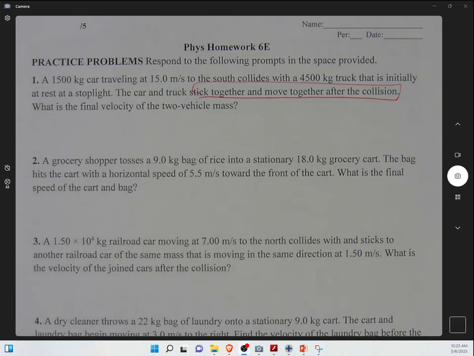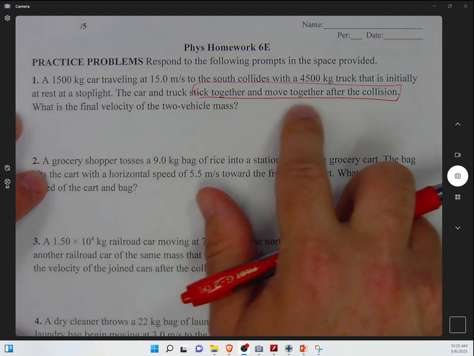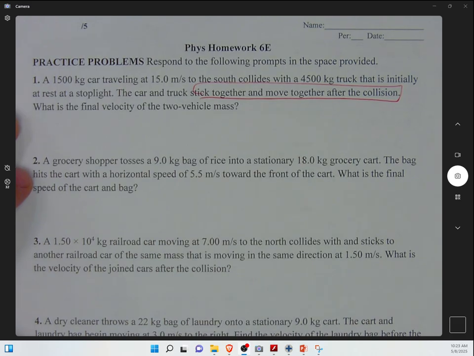If the two objects stick together and then they move together, that means that they're operating as one object, right? And then by extension, they're also going to have the same velocity. Okay, if they're moving as one object, they're going to have the same velocity. Right? So this wording here is really important to understand what rules you can apply or what equations you can use when you actually go to do your calculations here.